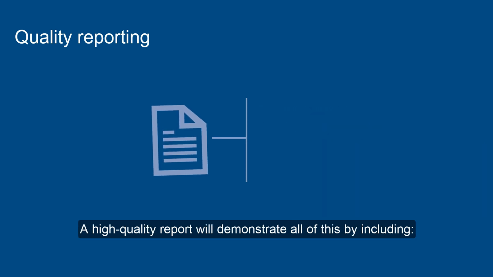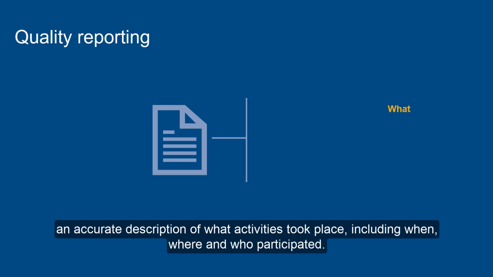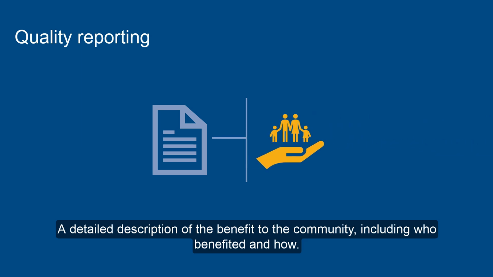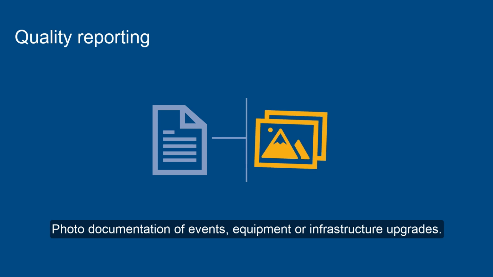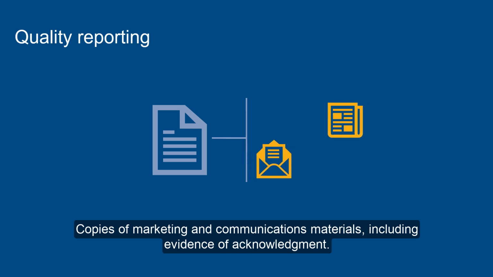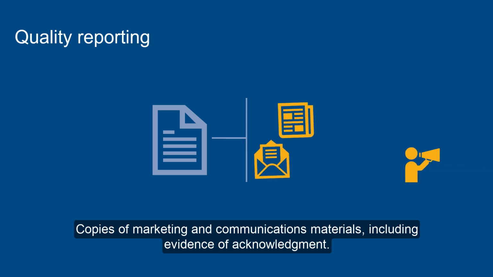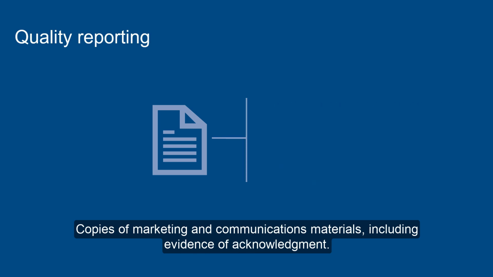A high-quality report will demonstrate all of this by including an accurate description of what activities took place, including when, where, and who participated. A detailed description of the benefit to the community, including who benefited and how. Photo documentation of events, equipment, or infrastructure upgrades. Copies of marketing and communications materials, including evidence of acknowledgement.